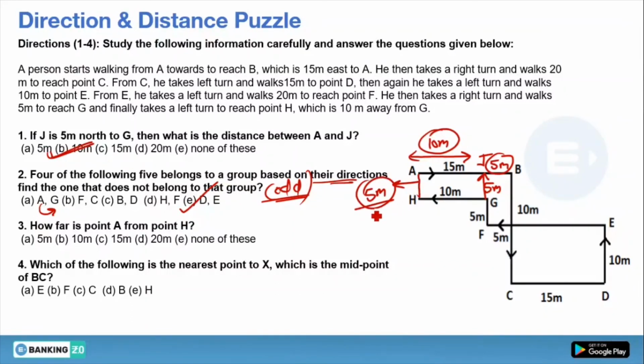I have already explained in question number 1. So the correct answer is option number A.